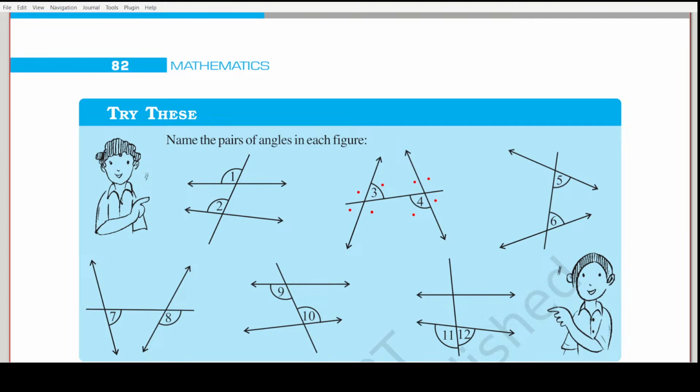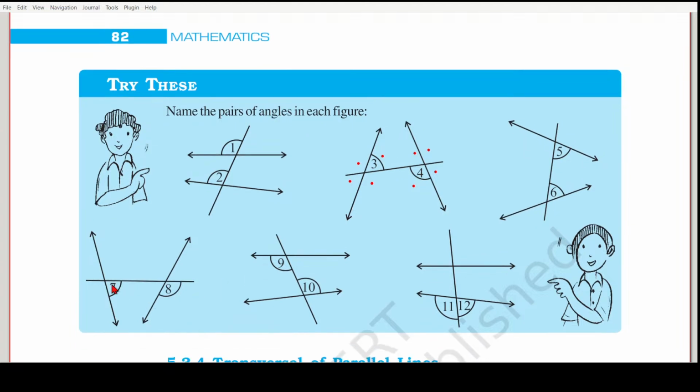They're on the same side of the transversal, right? Yes. Now what about this one? Are 7 and 8 interior or exterior first? They're both different. They are neither interior nor exterior.